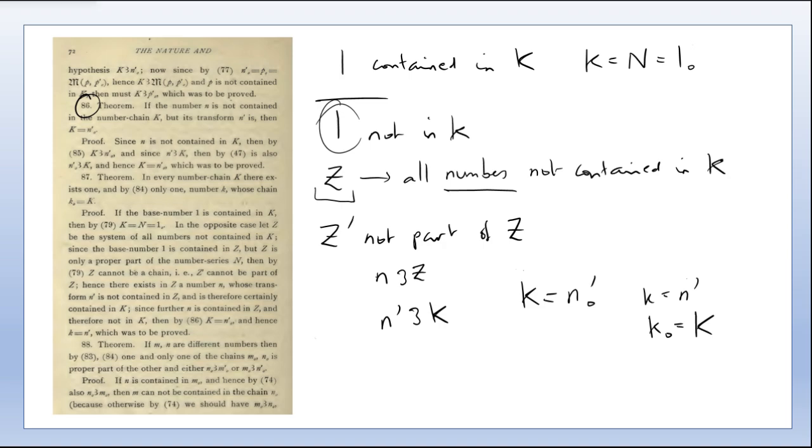Okay, so theorem 88: if m and n are different numbers, then by 83 and 84, one and only one of the chains, m0, n0, is a proper part of the other, and either n0 is a part of m0 primed or m0 is a part of n0 primed. Okay, so clear some space again.